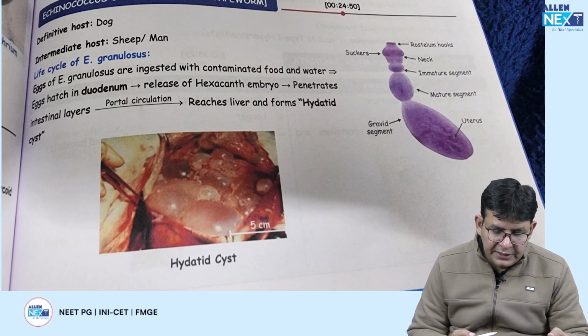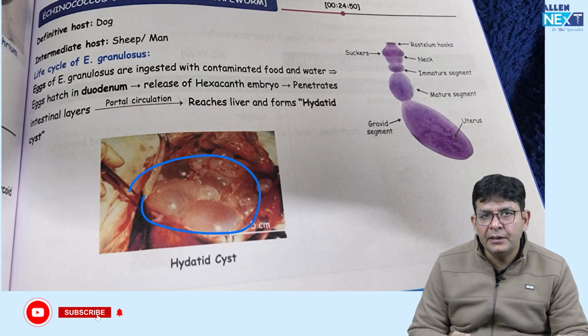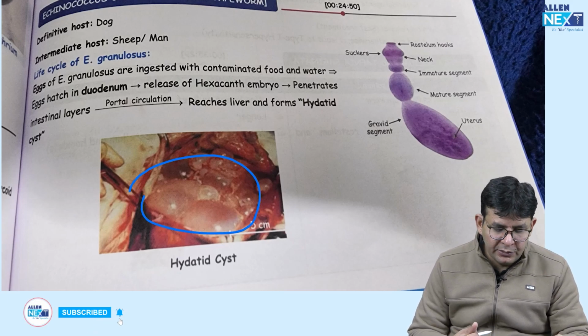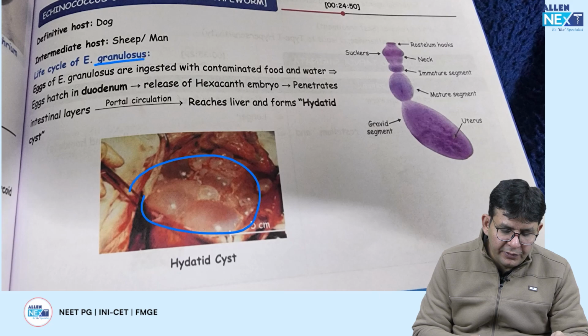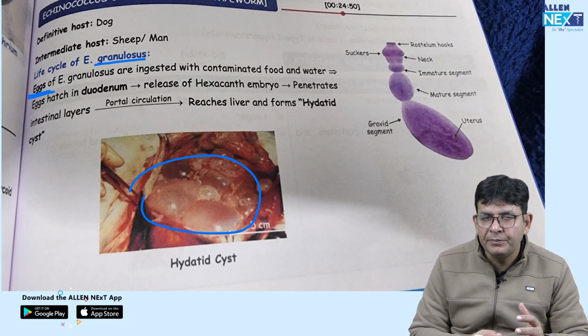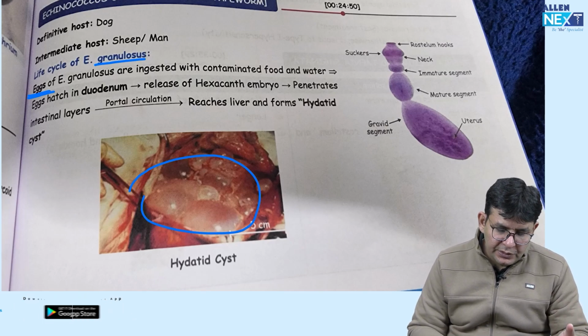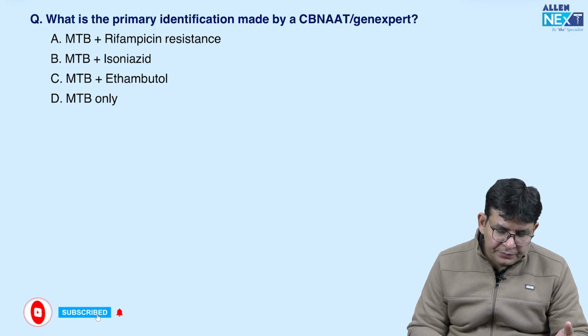This is a screenshot of my notes, and in this we have discussed the hydatid cyst caused by Echinococcus granulosus, which is termed the dog tapeworm. And how does the infection happen? Infection happens by eating the eggs, with contaminated food and water containing the eggs. So you need to know this.